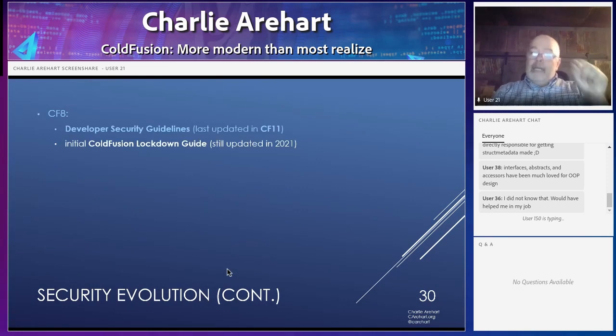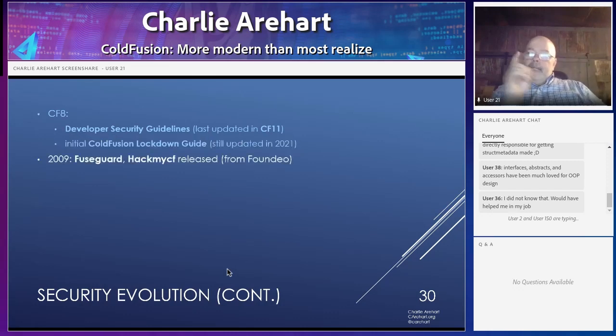The initial version of the lockdown guide did come out in CF8, and it's been updated with each release up into CF 2021. And Pete came out in 2009 with his tool called FuseGuard. FuseGuard is a web application firewall for ColdFusion. And he came out with his service called HackMyCF, which sounds scary, but it's a great tool.